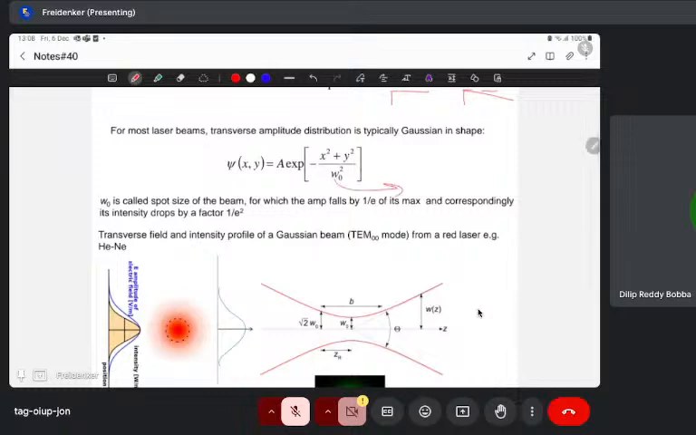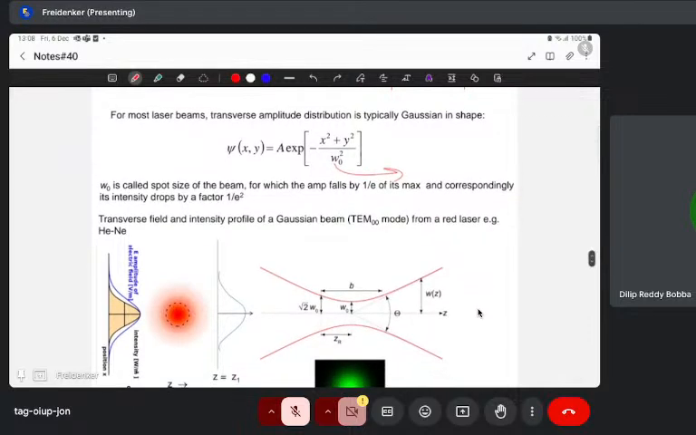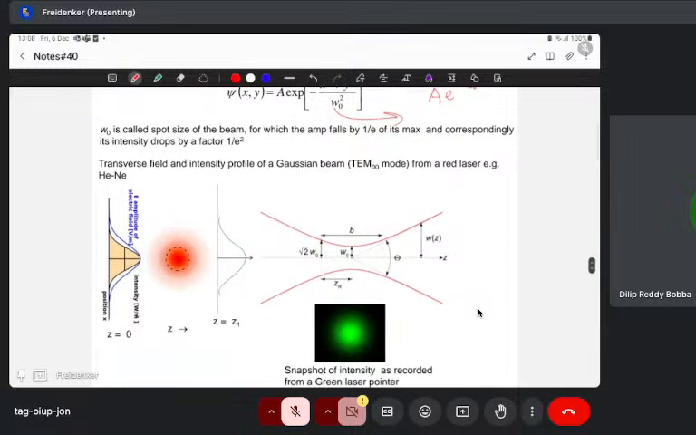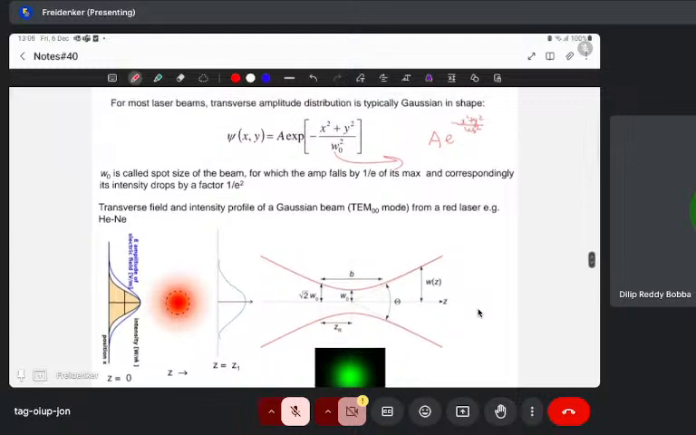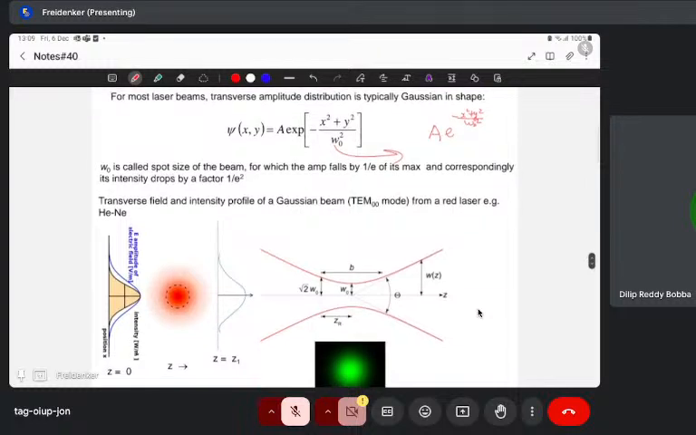Spot size. Okay, so I see a spot, and it has a size, so spot size, fine. So what is this? Amplitude exponential minus x squared plus y squared by. What is this trying to tell me? That is some distribution of amplitude, right? Typically Gaussian.